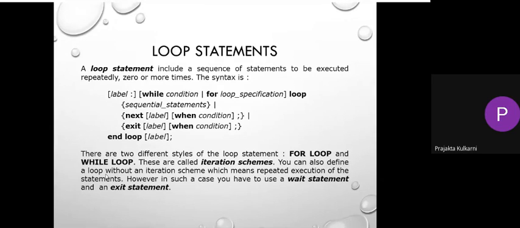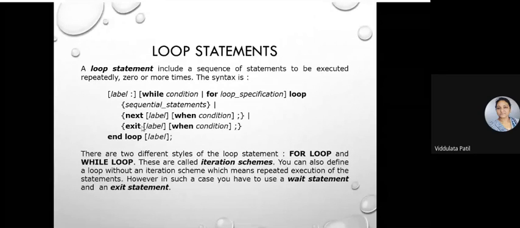For loop, while loop. Okay, for loop and while loop. The same types of loops are present in the VHDL language. That means here also we can use for loop and while loop. Here the syntax: suppose we are using a while loop, then there will be while and then there will be a condition.